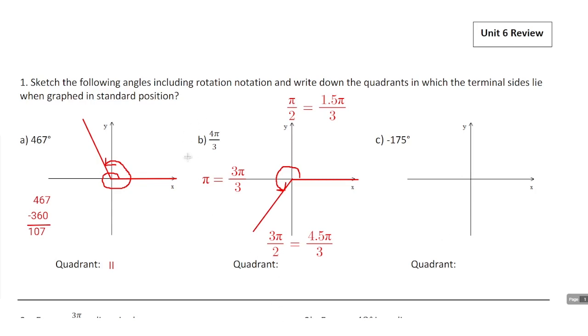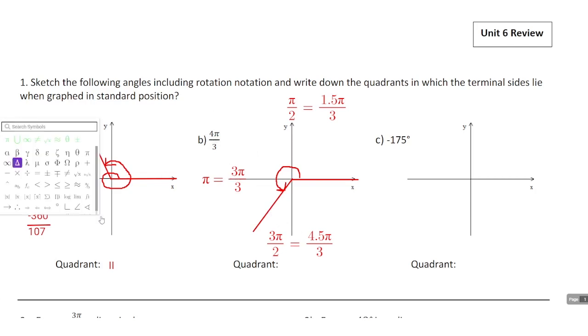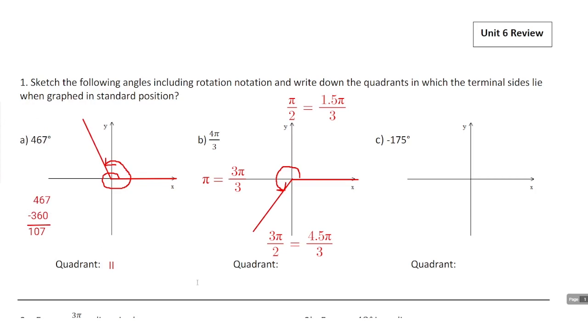Another way of figuring out where this thing goes is you could just replace the pi with 180. And if you do 4 times 180 divided by 3, you're going to get 240, which should be less than 270 degrees. So if it's easier for you to convert everything to degrees, you are welcome to do that as well. Just make sure you do the conversion correctly. The quadrant here is going to be quadrant 3.